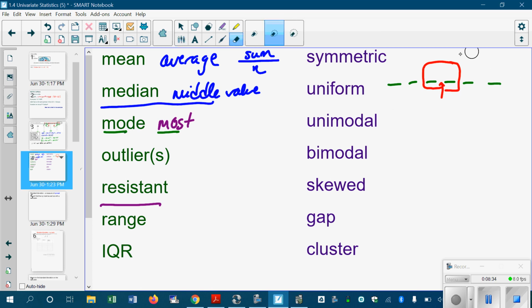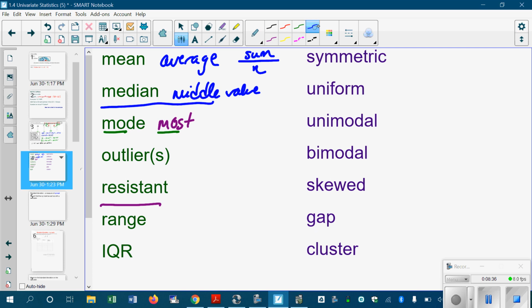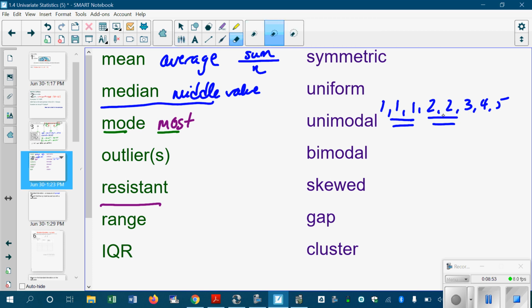So let's say I have a data set that looks something like this. It's 1, 1, 2, 2, 3, 4, 5. Both 1 and 2 would be modes because they are tied for the most. If I had an additional 1, then my only mode would be 1 because it is literally the most common.